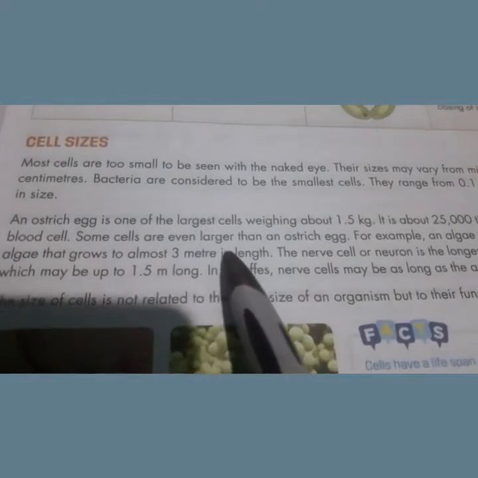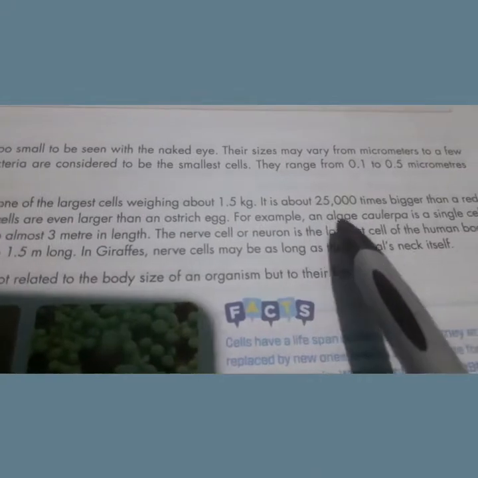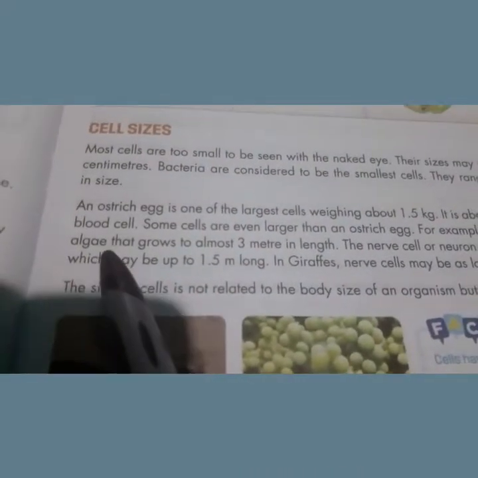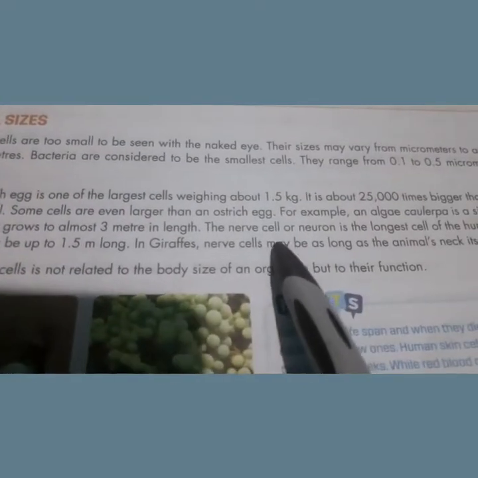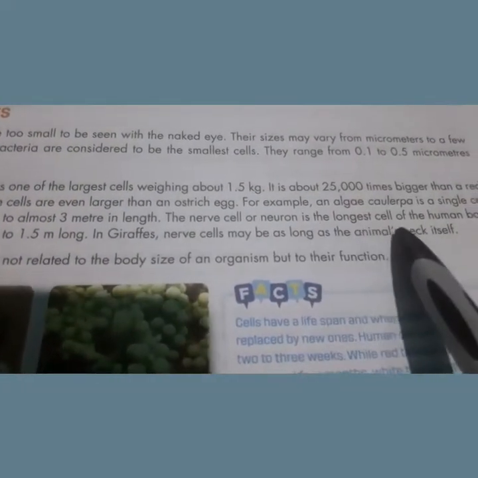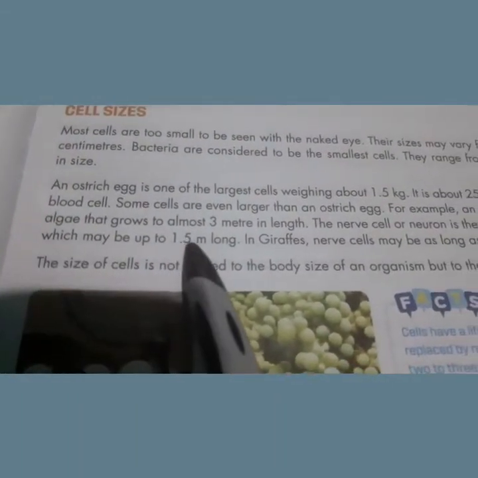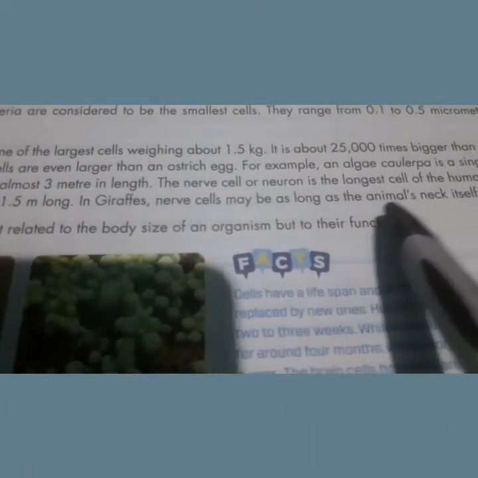Some cells are even larger than an ostrich egg. For example, the alga Caulerpa is a single-cell alga that grows to almost 3 meters in length. The nerve cell or neuron is the longest cell of the human body, which may be up to 1.5 meters long. In giraffes, nerve cells may be as long as the animal's neck itself.